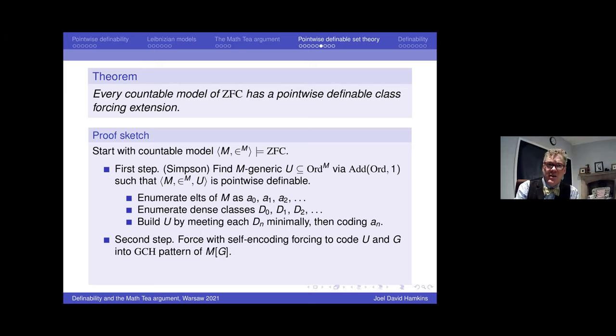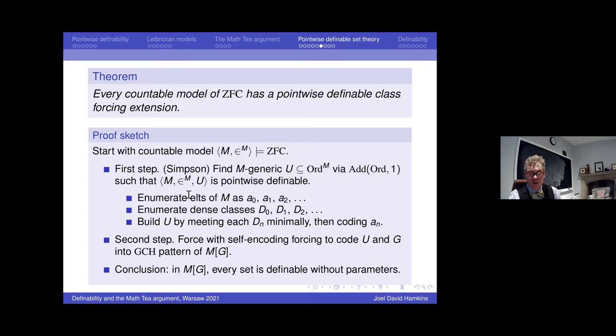And so you've self-encoded the generic filter itself. You produce a forcing extension in which the original target set is definable, and also the whole forcing extension stuff that you added is also definable, ultimately from the GCH pattern. So we can code U and also G. And so the result is that in the forcing extension M[G], U is definable and all these A sub I's are definable and G is definable. And so everything in M[G] is going to be definable. So that's a pointwise definable class forcing extension of the original model M.